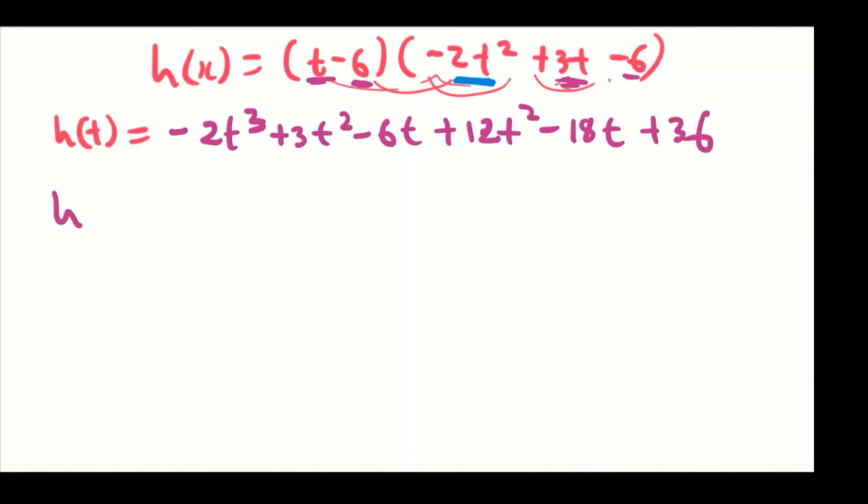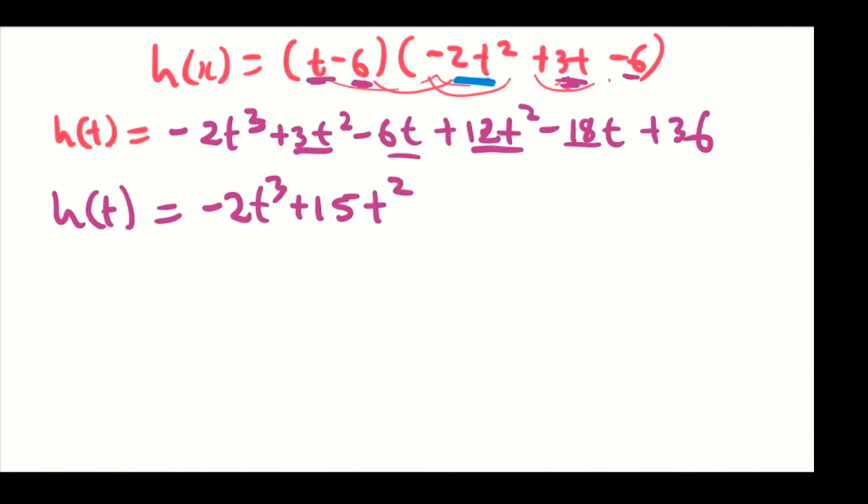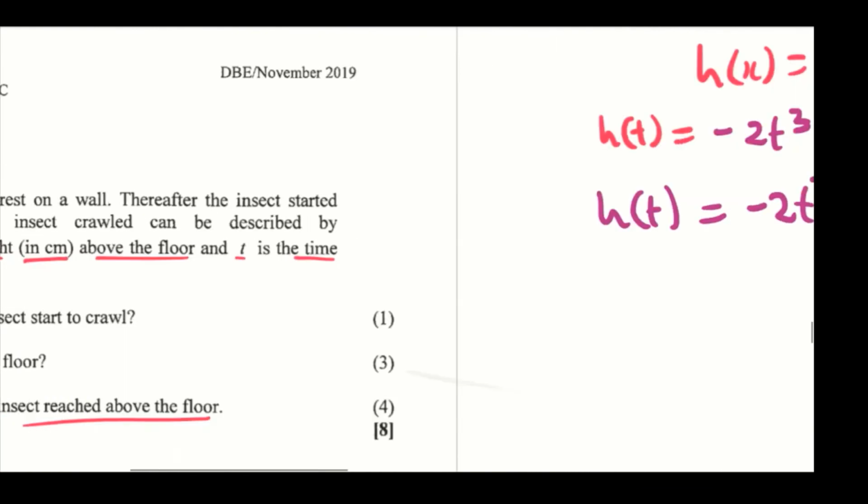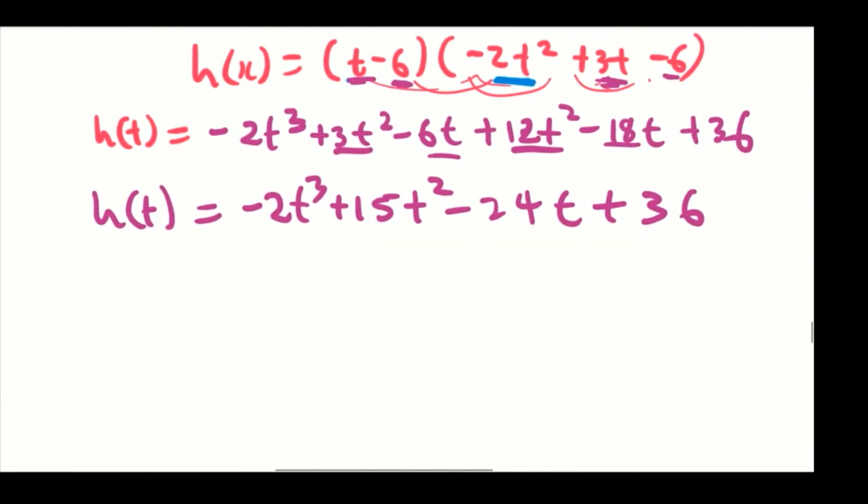Collect like terms. You have h of t equals minus 2t cubed, and then you add these two here, you get plus 15t squared, and then these ones here you have minus 24t plus 36. So this is your h of t. Once you identify the maximum height above the floor, the question says the maximum height reached by the insect above the floor.